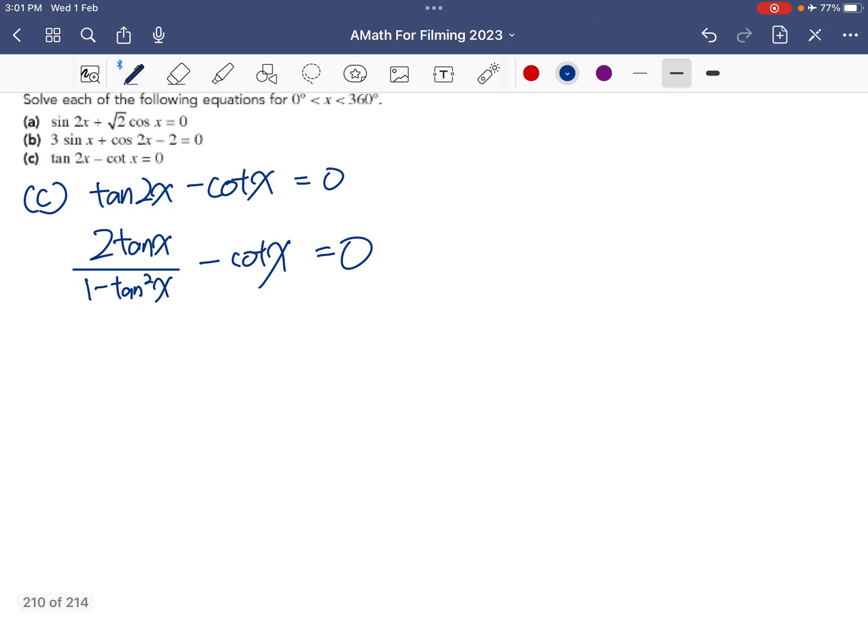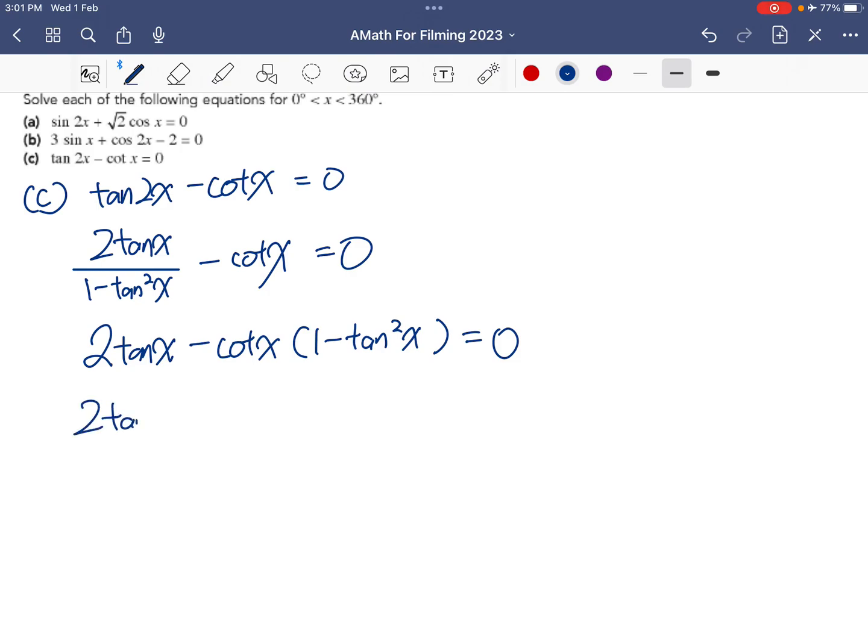So minus cotangent x is equals to 0. Then what I can do here is this: I multiply every term by the denominator, 1 minus tangent square x. So I get 2 tangent x minus cotangent x times 1 minus tangent square x equals to 0.